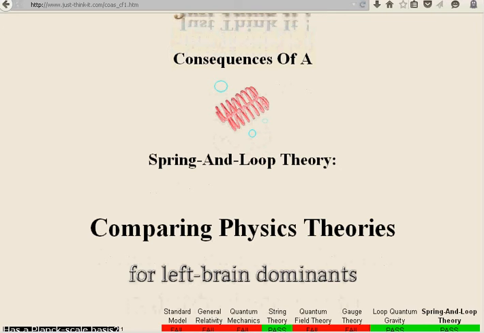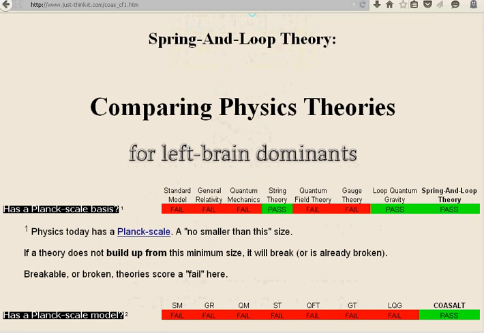The first one is, does the model have a Planck scale basis? Physics today has a Planck scale basis, no smaller than this size. If a theory doesn't build up from this minimum size, it will break or is already broken. Breakable or broken theories score a fail here. Theories passing this question: string theory, loop quantum gravity, and spring and loop theory.